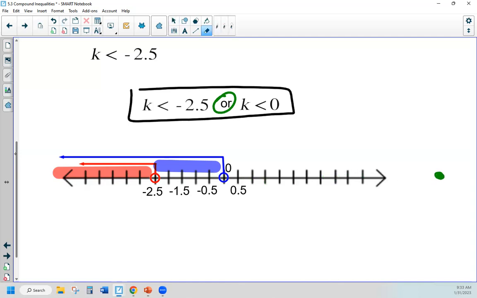Let's go ahead and take that green point away. All right, so that's what it means to overlap. In theory, we can say that our solution is pretty much, we don't even have to look at that open circle anymore. All right.